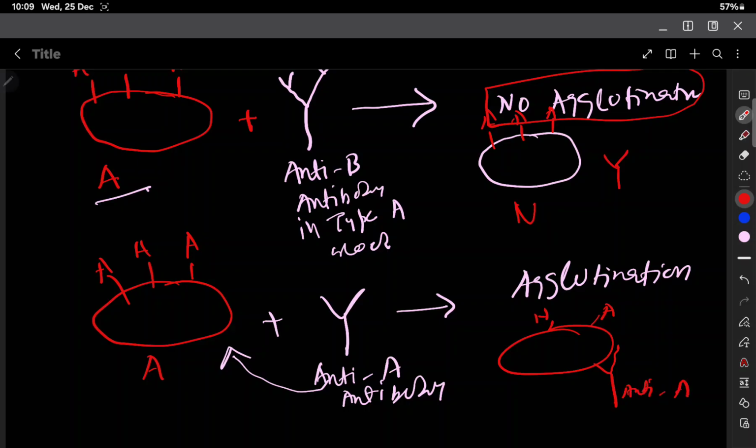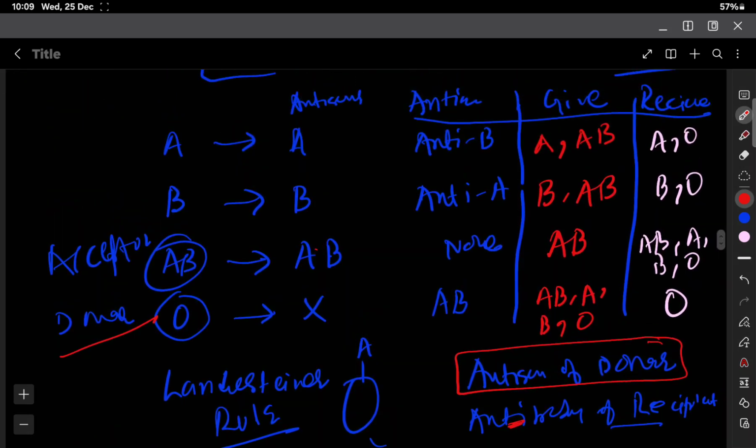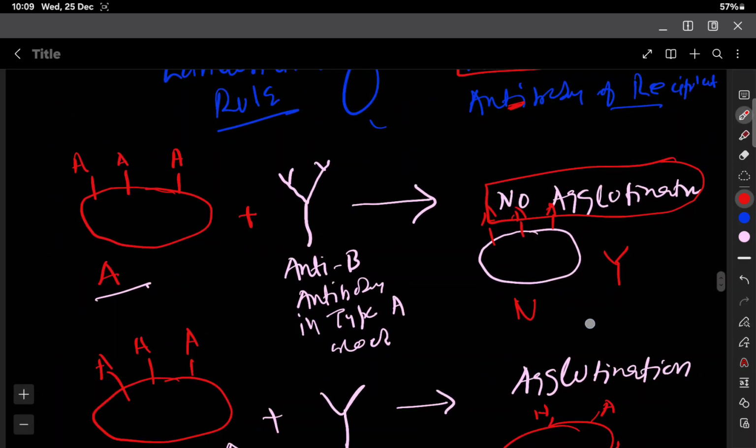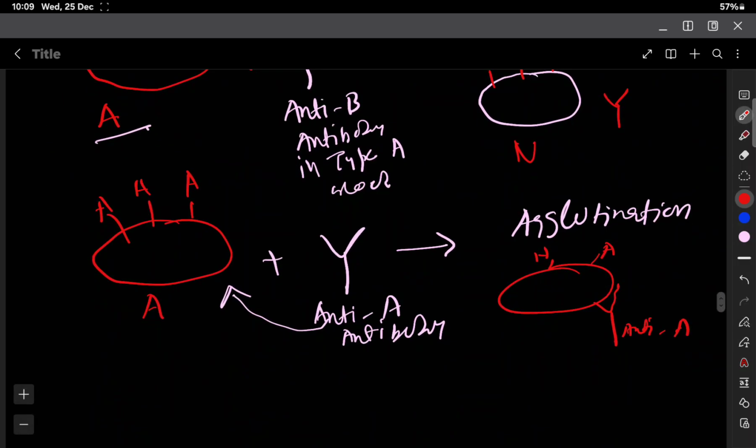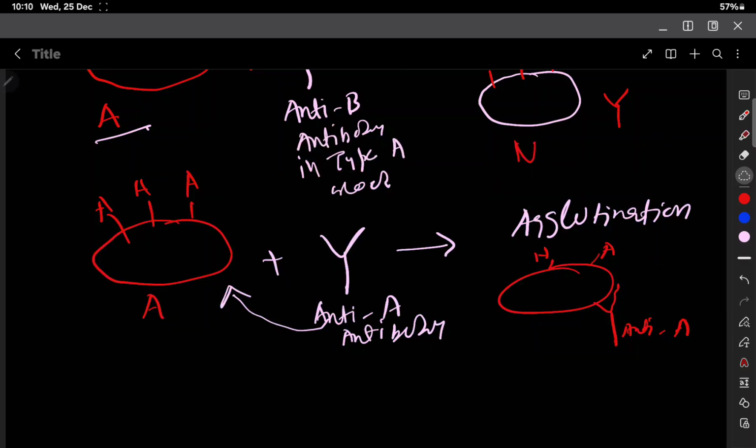That is the reason why A can't donate blood to B, because in B there is the presence of anti-A antibody. So this is blood group A and this is anti-A antibody. These both will react together and they will agglutinate. This reaction is called agglutination. This is an agglutination reaction which occurs in our body, and this has to be considered during transfusions.